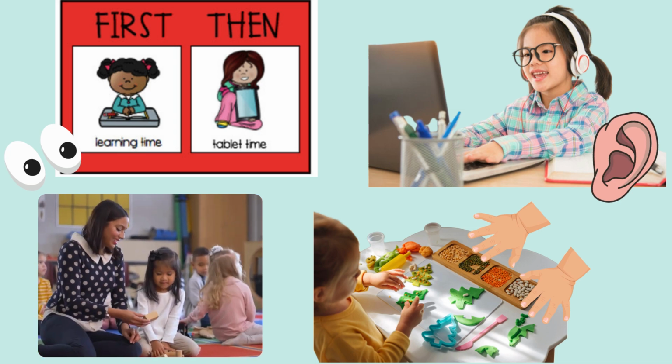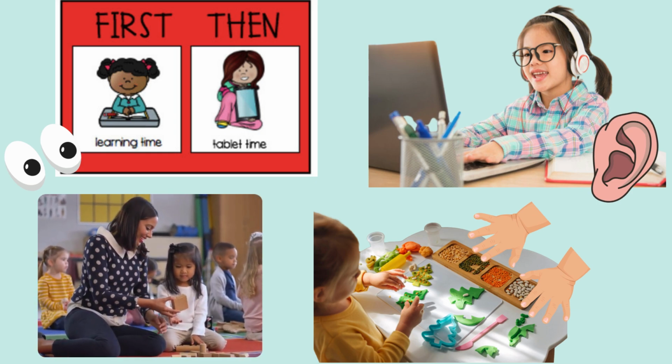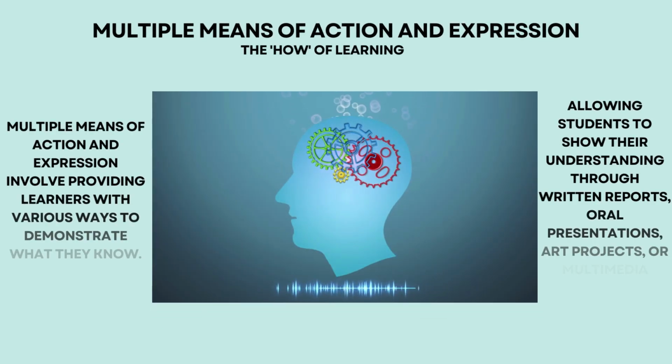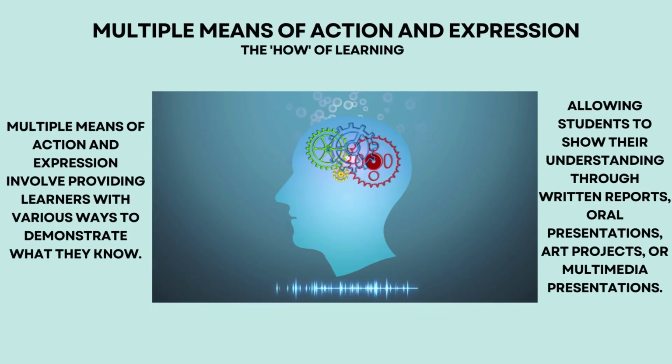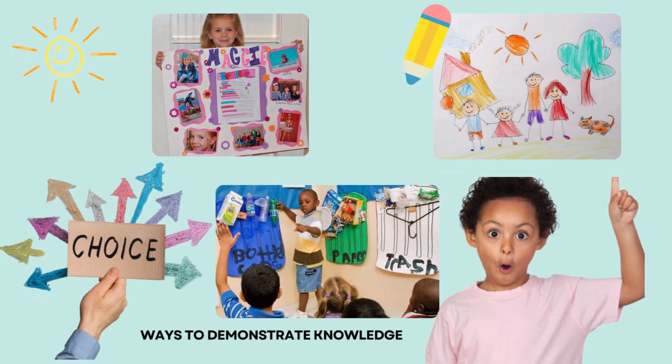Next, we'll dive into the third principle of UDL, providing multiple means of action and expression, which focuses on the how of learning. Now let's discuss the third principle of UDL, providing multiple means of action and expression. This principle focuses on the how of learning, which is all about how students can demonstrate their knowledge and skills. In a preschool setting, we know that children have diverse ways of expressing themselves. Some might be more verbal, while others might prefer to use art, movement, or play to communicate their understanding.